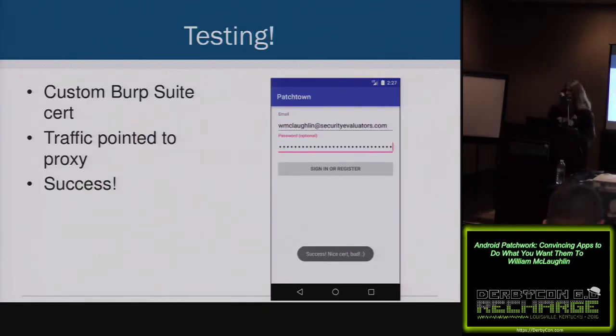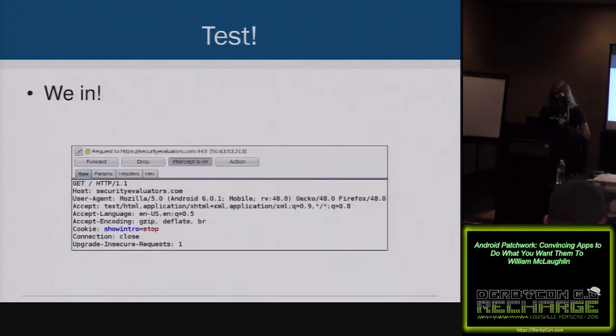The way we test that is we can look in Burp to see if any requests are going through it. If they are, then we know that the patch was successful. Thankfully, when I looked in Burp, it did. The initial request to security-evaluators.com hit my proxy, meaning the certificate pinning was circumvented, and we can now view any traffic going in between the app and the server, any web requests.